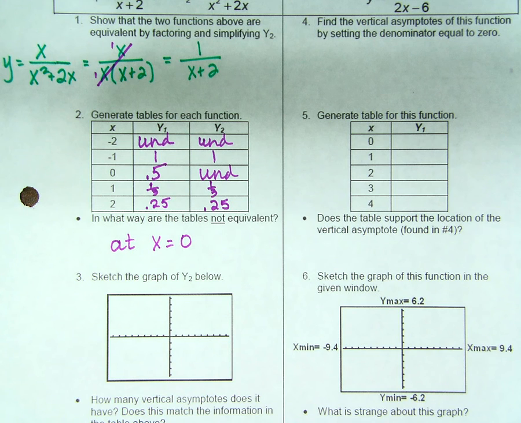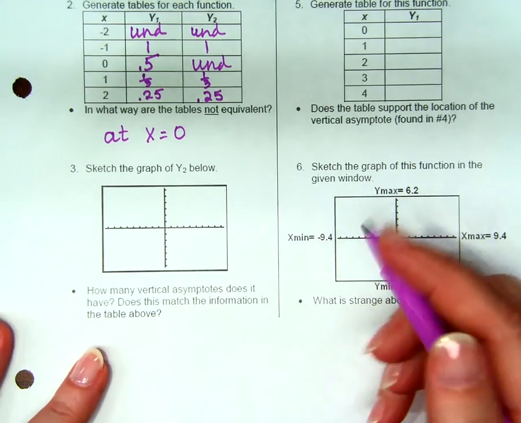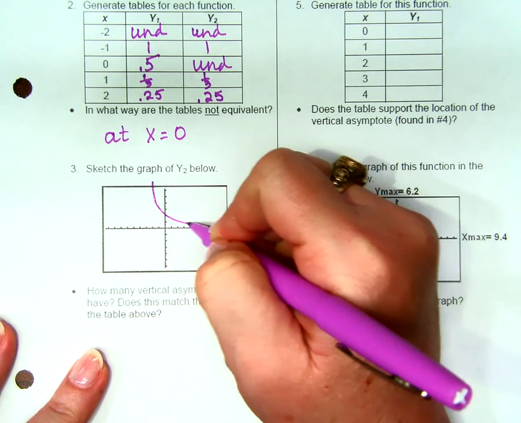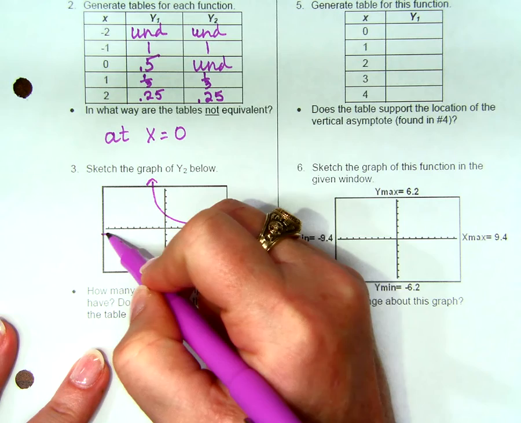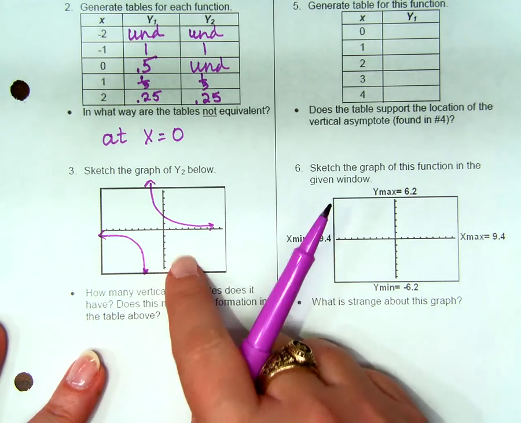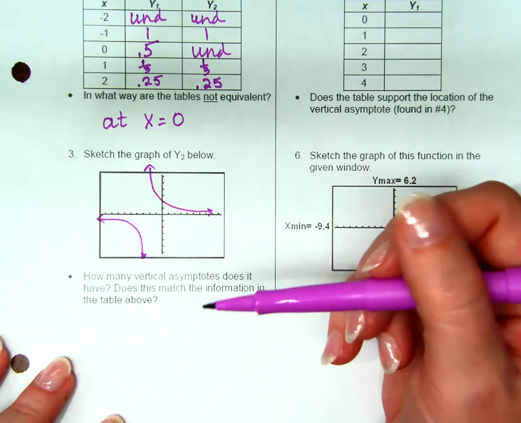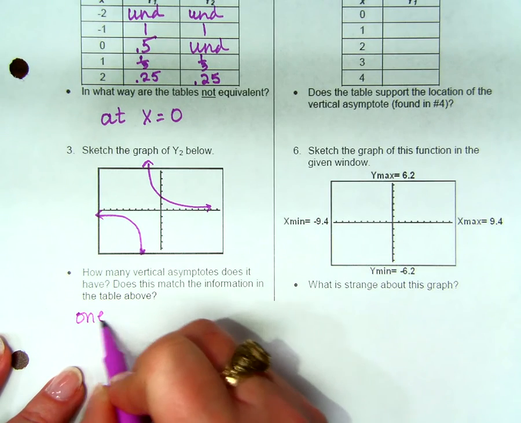Does that make you squirm a little bit? We just talked about they should be equivalent, right? They should be the same. They're not. Sketch the graph of y sub 2 below. Mine looks something like this. Does yours look like that? Yes? How many vertical asymptotes does y sub 2 have? Look at it. How many vertical asymptotes does it have? It has one vertical asymptote.